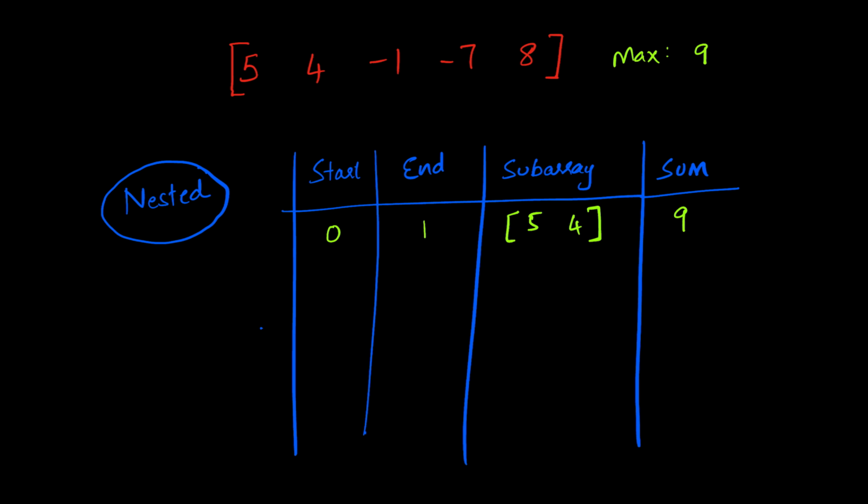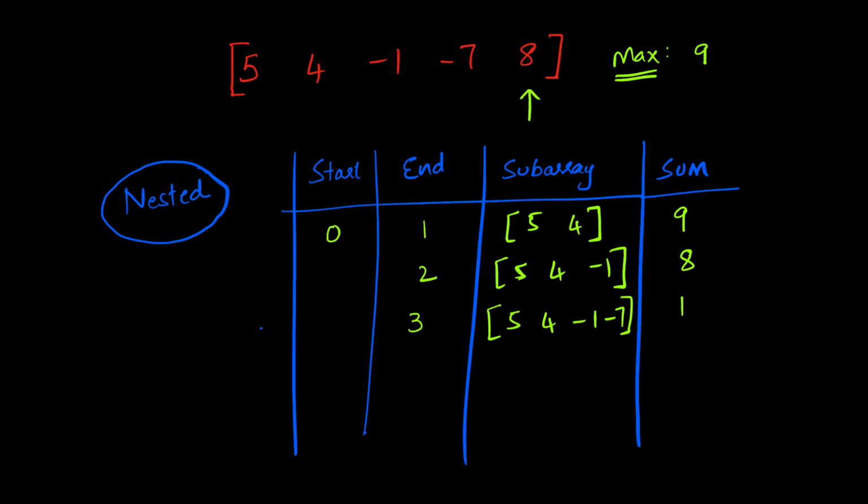Moving on, the starting index will stay the same and we'll only be updating the ending index until it reaches the last element in the array. So the next element is 2. My subarray will have 5, 4 and minus 1. The total is 8. As 8 is smaller, I will not save it in the max variable. Moving on by incrementing the end pointer to 3, the values will be 5, 4, minus 1 and minus 7. The total is 1. Again, it is smaller, so I will not update the max variable.